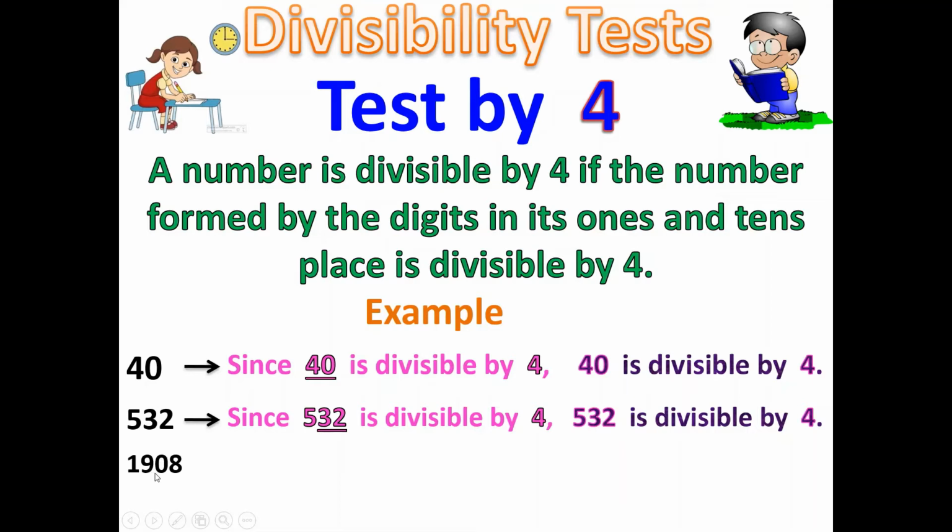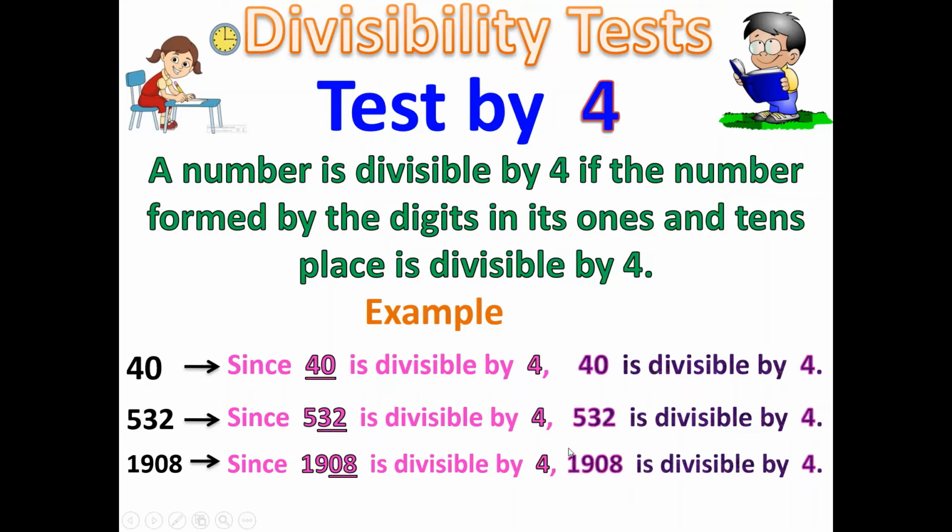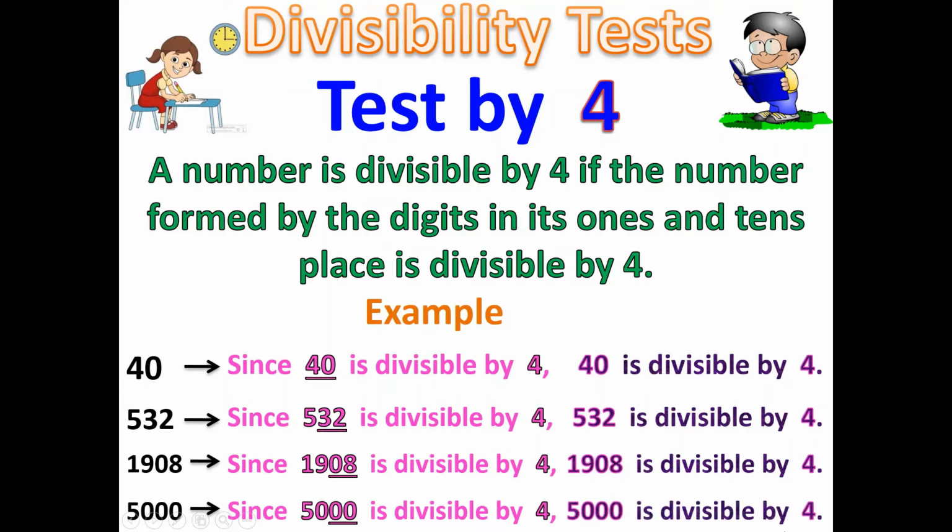Now we go to another example. 9908. Since 9908 is divisible by 4, now you can see here in the tens place there was 0. In the 0 we don't have any value, so we remove the 0 and we have only the ones place 8. So 8 is divisible by 4. Okay. Now 9908 is divisible by 4. Now 5000. Since 5000 is divisible by 4, how? In the ones and tens place there was 0. There is no value in it. Now 5000 is divisible by 4.